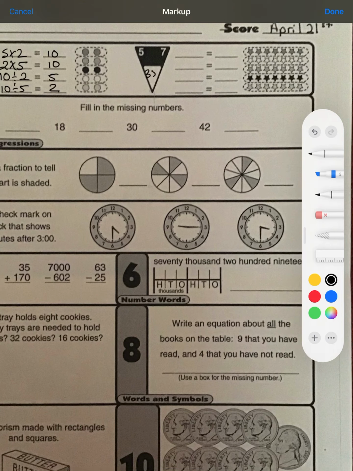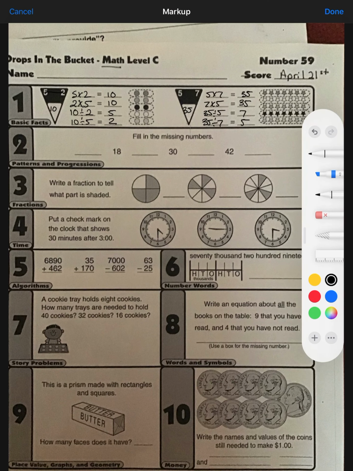Okay, 5 times 7 is 35. 7 times 5 equals 35. Then division. 35 divided by 5 equals 7, and 35 divided by 7 equals 5.